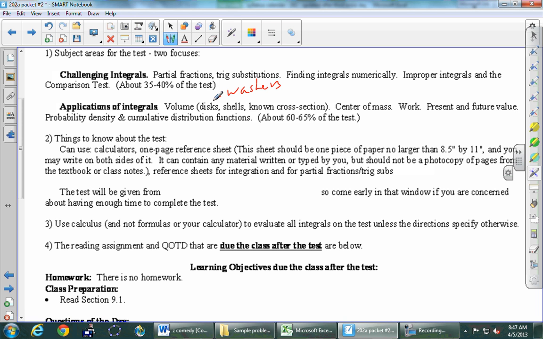Things to know about the test: you can use calculator, you can use a one-page reference sheet that you create. You can also use the integration reference sheet and the partial fractions trig substitution reference sheet. Those are the first page of each of our two packets. Right? So 2 pages plus one of your own creation. Okay, your window for this test is 8 a.m. to 10 a.m. So get here early if you want some extra time.